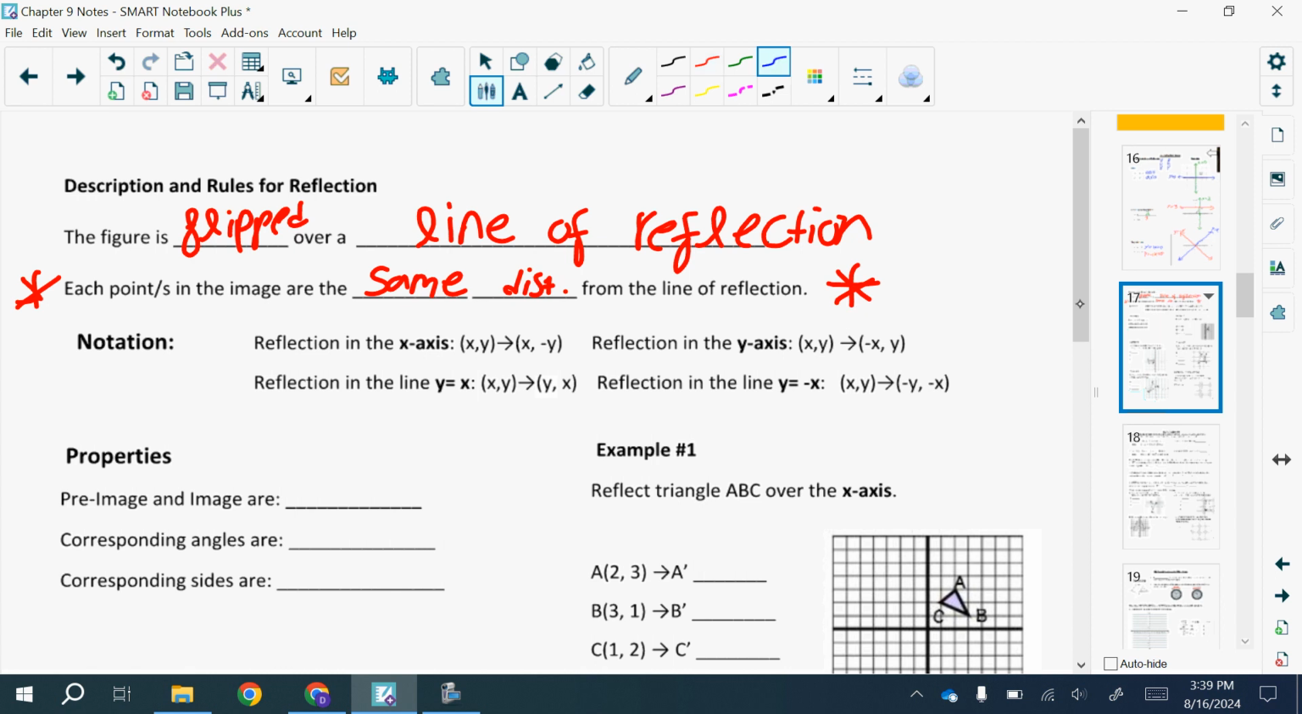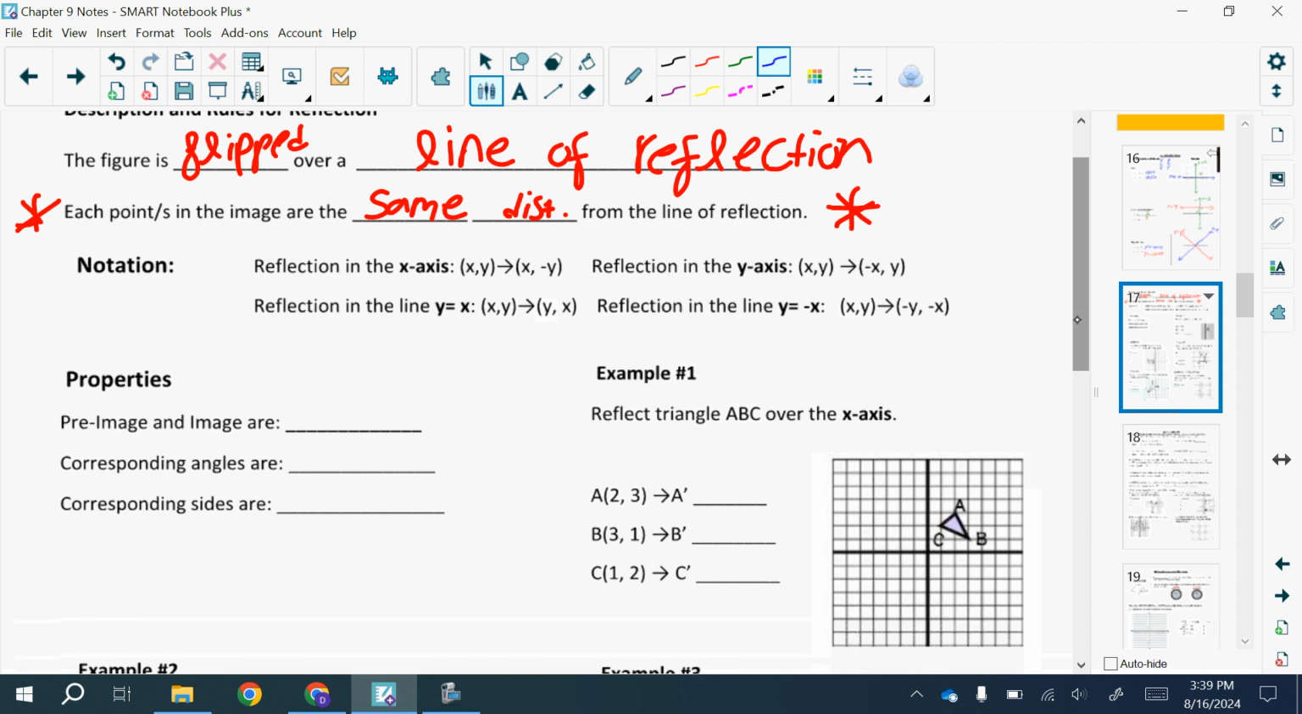Notation. So we have a little cheat sheet here that shows you how different reflections work, pretty special and common ones. So reflection in the x-axis, we have the ordered pair x comma y, and after reflection over the x-axis, it becomes x comma negative y. So all that happens is your y coordinate changes sign. Similarly, but opposite, reflection over the y-axis, we have x comma y changes to negative x comma y. So you just change the sign of your x coordinate.